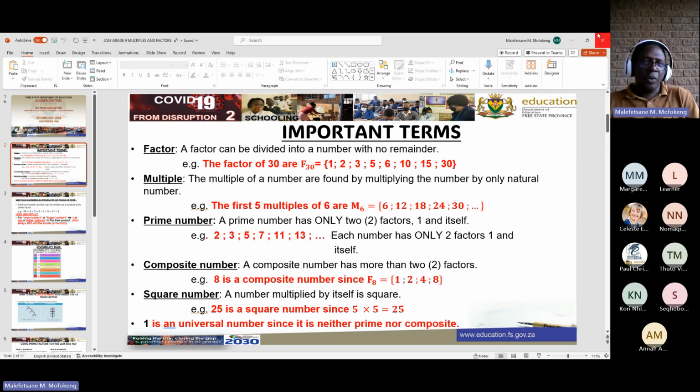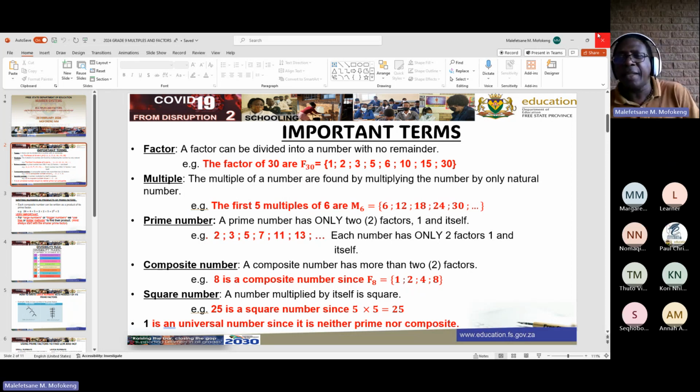The fourth term that we need to explain is a composite number. A composite number is a number that has more than 2 factors. Let's make an example, number 8. It's a composite number, since the factors of 8 are 1, 2, 4, and 8. There are 4 factors, more than 2 factors that number 8 has.